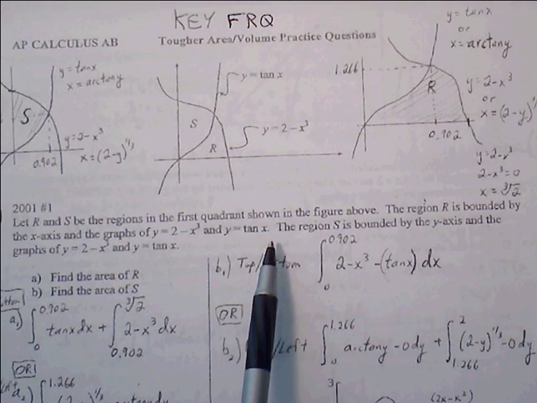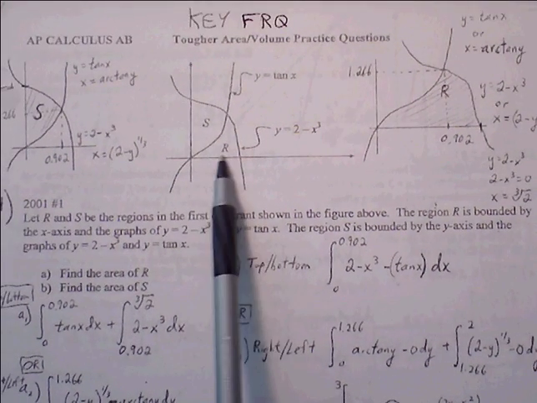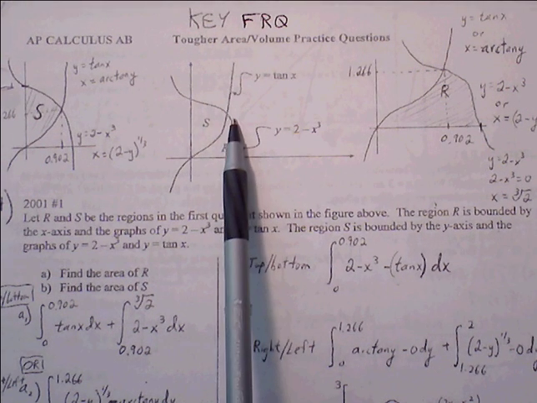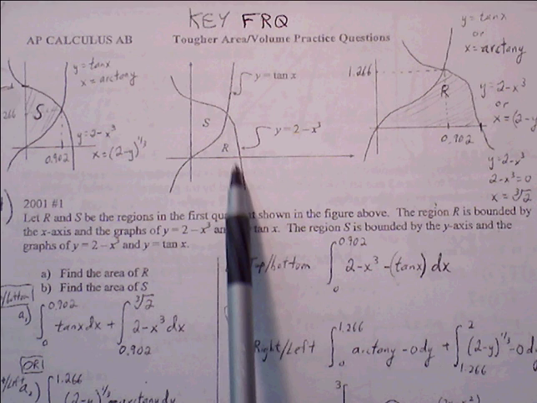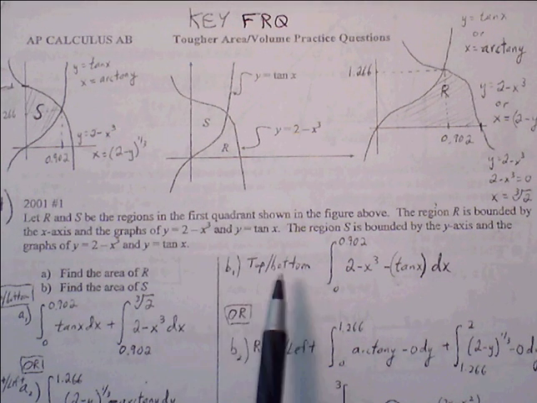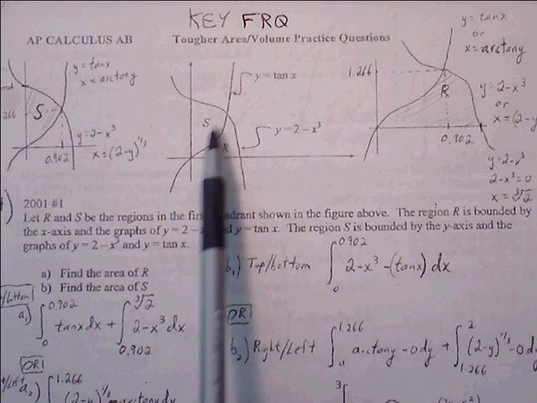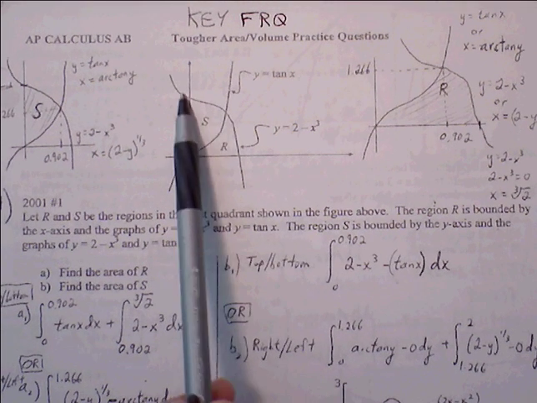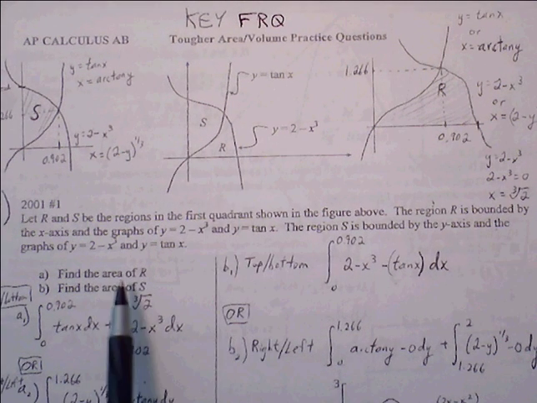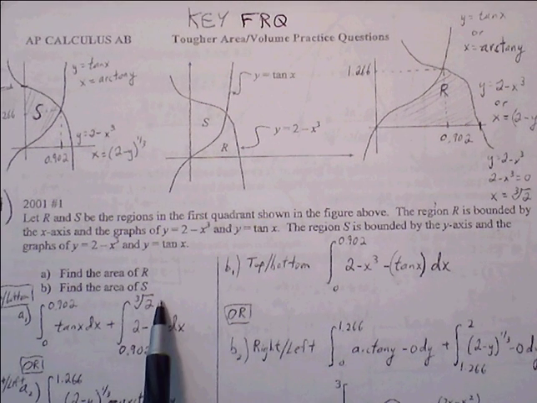Region R is bounded by the x-axis. So here's the x-axis, the graph 2 minus x cubed, that's the vertical portion here, or the right graph here, and y equals tangent of x, that's the left graph. The region S is bounded by the y-axis, 2 minus x cubed, and y equals tangent of x. So part A says find the area of R.